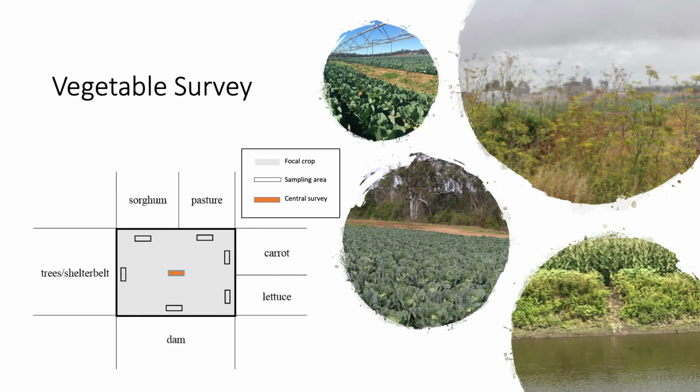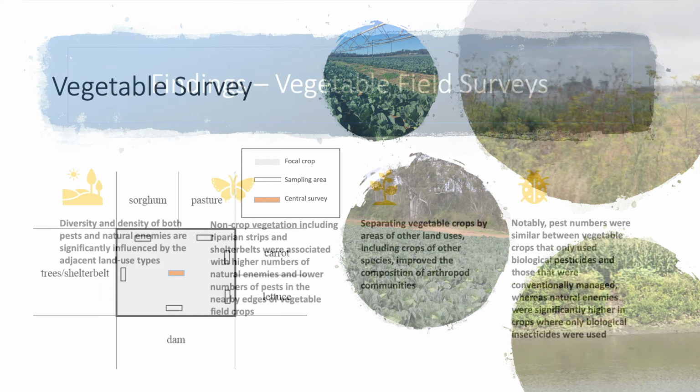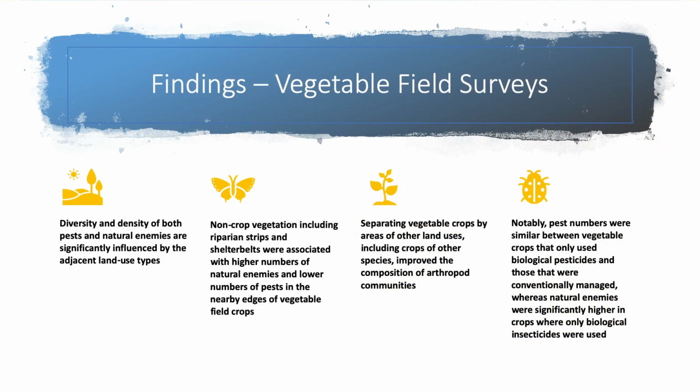Adjacent land use was highly variable and could include any combination of crop, shelter belt, roads, dams, riparian vegetation, and weedy flowering plants, just to name a few. Our vegetable surveys provided us with some great insights into on-farm landscape characteristics that promote beneficial insects. Here I present some of our early findings.